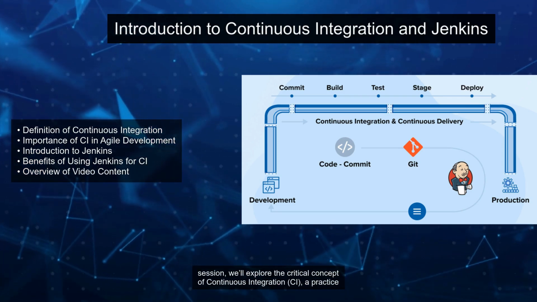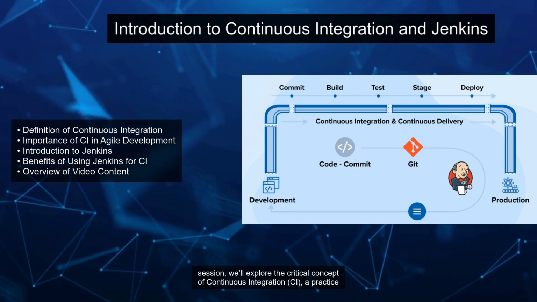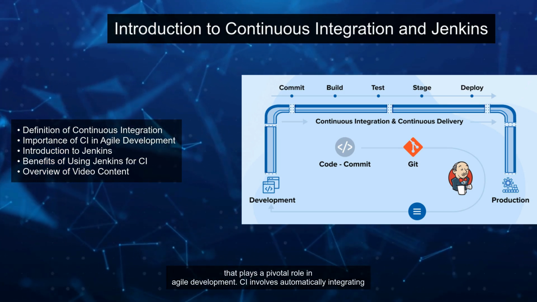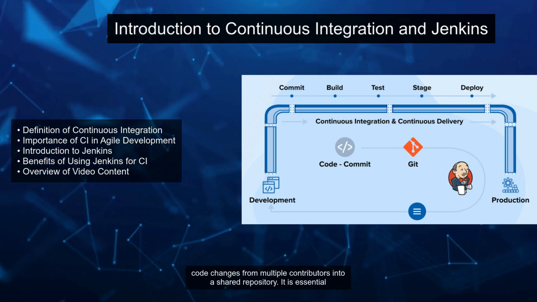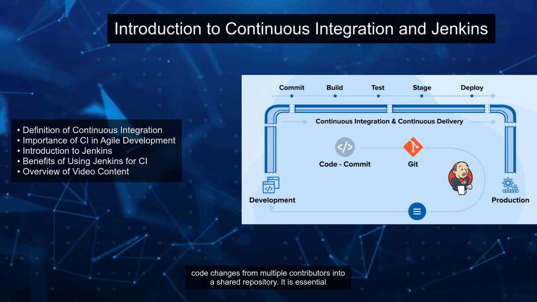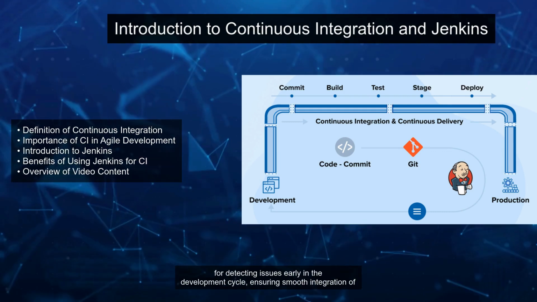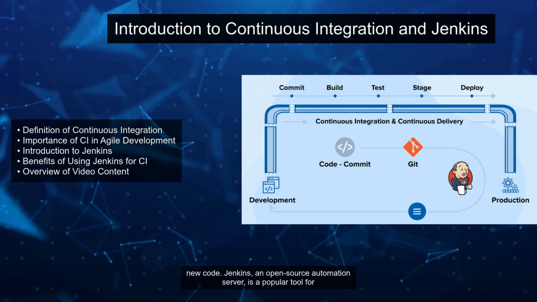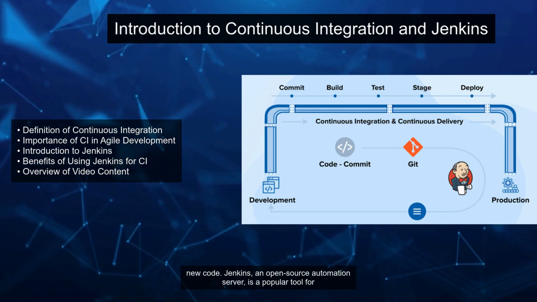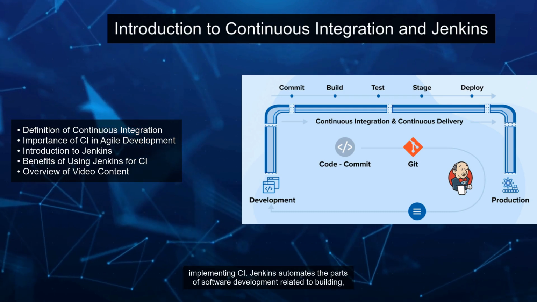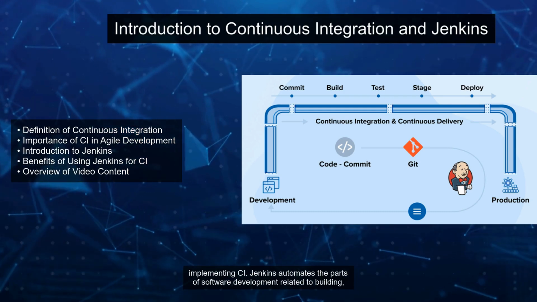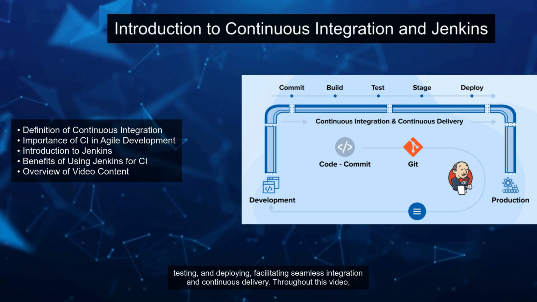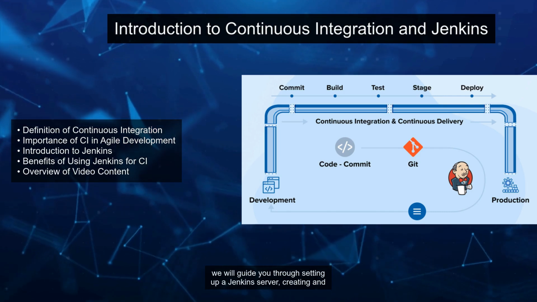In this session, we'll explore the critical concept of continuous integration, CI, a practice that plays a pivotal role in agile development. CI involves automatically integrating code changes from multiple contributors into a shared repository. It is essential for detecting issues early in the development cycle, ensuring smooth integration of new code. Jenkins, an open-source automation server, is a popular tool for implementing CI. Jenkins automates the parts of software development related to building, testing, and deploying, facilitating seamless integration and continuous delivery.